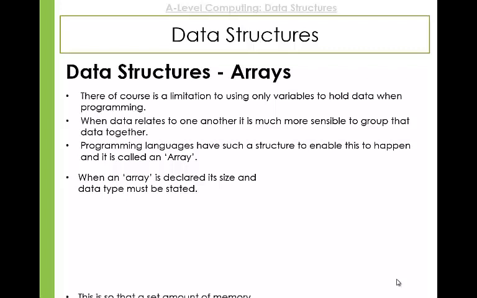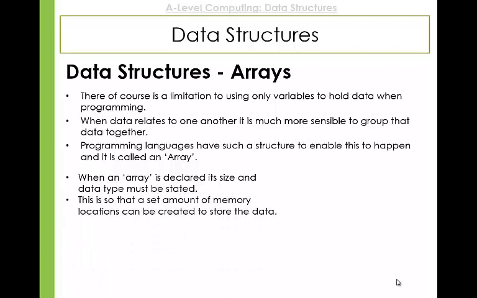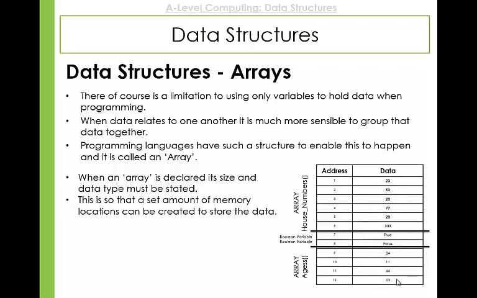And the reason for that is because we need to make sure that a certain amount of memory is created to store that array. So we have to say right from the start how big the array is going to be, what data it's going to hold. So you can see an example of our memory now. We've got addresses 1 to 6, which are going to hold the array house numbers. We've then got memory 7 to 8, which is just boolean variables, and then we've got memory locations 9 to 12, which is another array which holds ages.